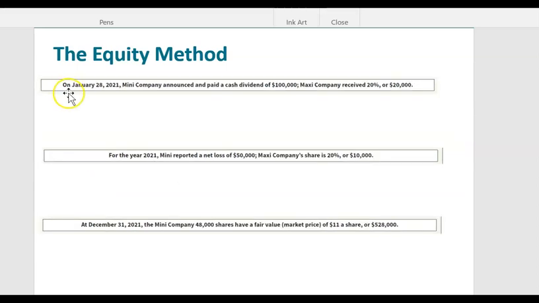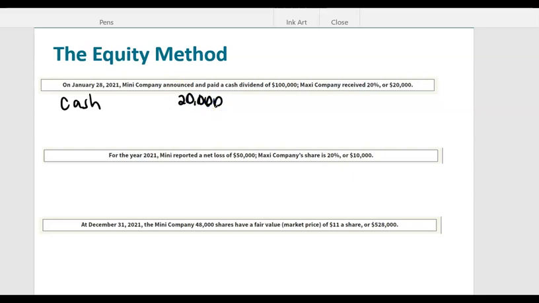The example continues. On January 28th, 2021, Mini Company announced and paid a cash dividend of $100,000. Maxi Company received 20%, or $20,000. So we need to record the receipt of dividends. How do we do that? Well, what are dividends? What is Maxi Company getting? Maxi Company is receiving cash of $20,000.